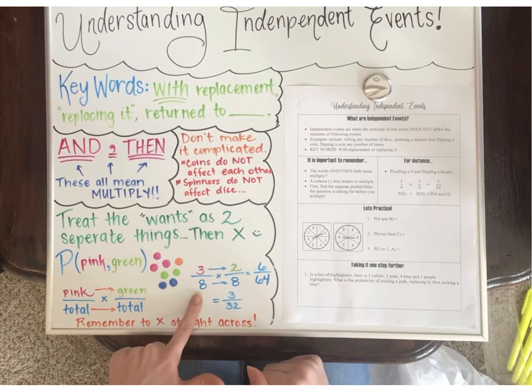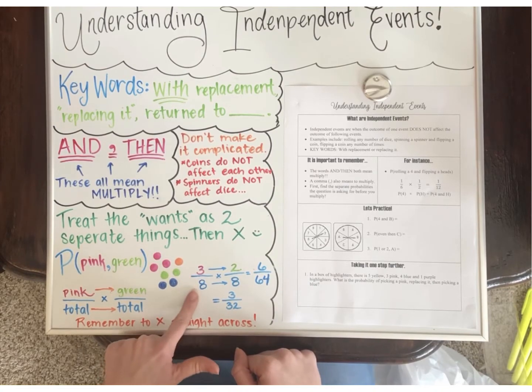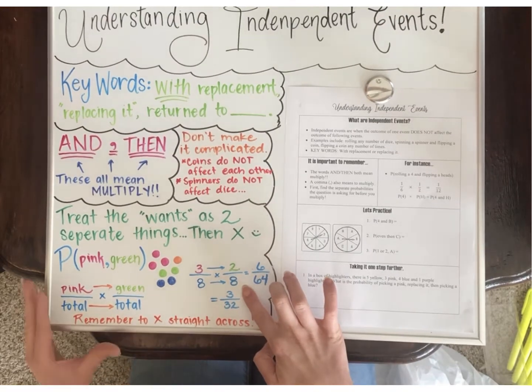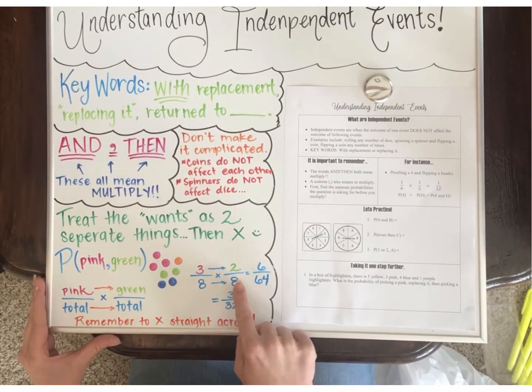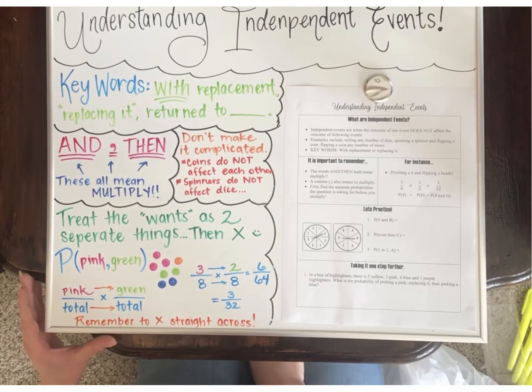So then I turn this into an example, and we have 3 pink little dots out of 8 total, and 2 green out of 8. So then we would do 3 times 2, which gives us 6, 8 times 8, which gives us 64, and then if we simplified that, it would come out to 3/32.